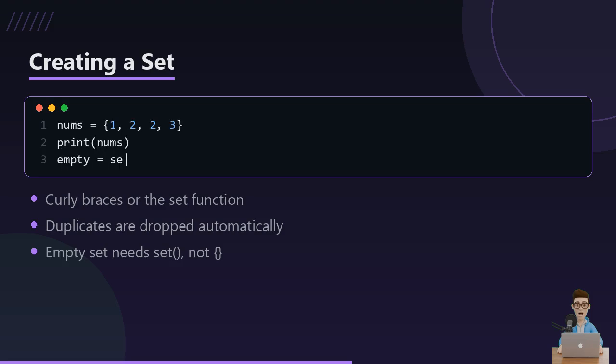Quick trap, empty curly braces don't give you an empty set. They give you an empty dictionary. So you have to write set by hand. And watch this. I'm putting 2 2s into this set and one just vanishes. No error, no warning. It's simply gone.